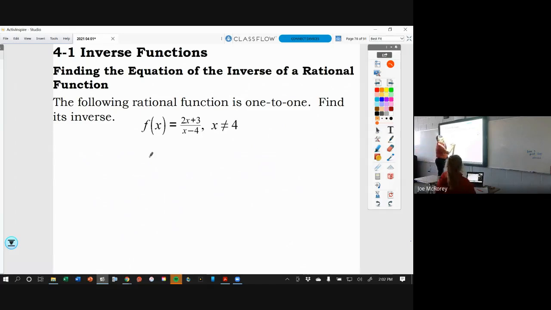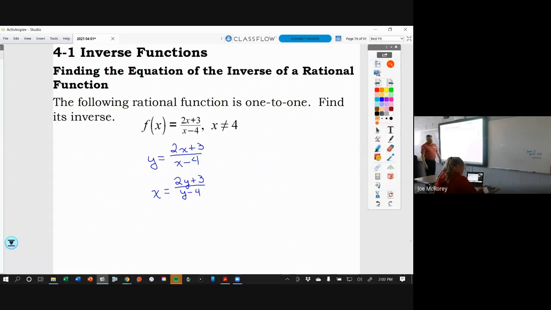So f of x is y, equals 2x plus 3 over x minus 4. I'm wanting to find the inverse, so change the x and the y. Now y becomes an x: x equals 2y plus 3 over y minus 4. And from past experience, this is where y'all start to fall apart. Don't know what to do from here.